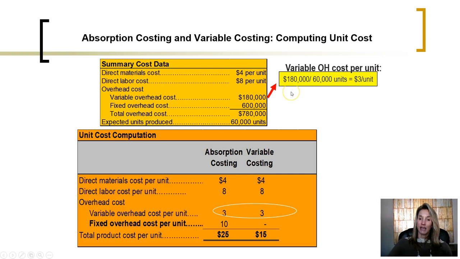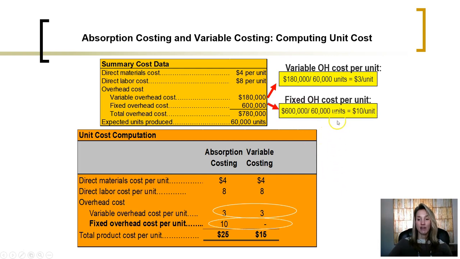In order to calculate the per unit cost for our overhead, we need to take the total amount of overhead and divide by the number of units. So total variable overhead of $180,000 divided by expected production of 60,000 is how we come up with the $3 per unit. We do the same thing for fixed overhead: $600,000 divided by 60,000 units to get fixed overhead of $10 per unit. We are now able to calculate variable and absorption costing product cost.